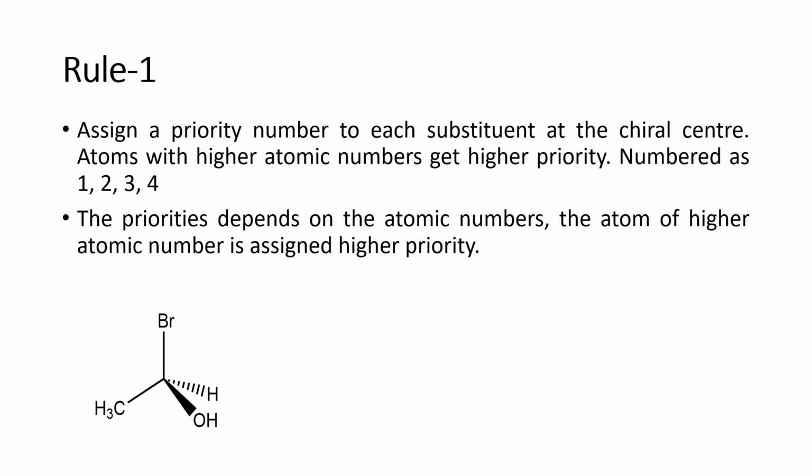Suppose we see this molecule. Here we have 4 different atoms: bromine, oxygen, hydrogen and carbon attached to the stereogenic center or chiral center. According to this rule, the priority number is given to the atom which has the highest atomic number. So bromine has the highest atomic number, so it is given as 1.